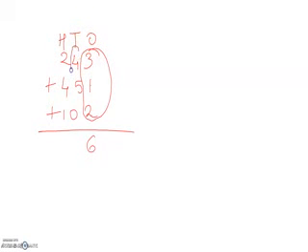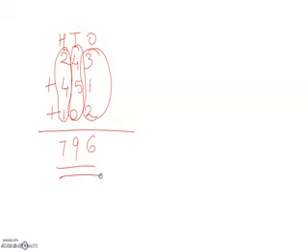Now in the tens group we have 4 tens, 5 tens and 0 tens. 4 plus 5 means 9 tens. 9 in the tens place. Now in the hundreds group we have 2 hundreds, 4 hundreds and 1 hundred. 2 plus 4 plus 1 is equal to 7 hundreds. The hundreds place 7. The answer is 796.